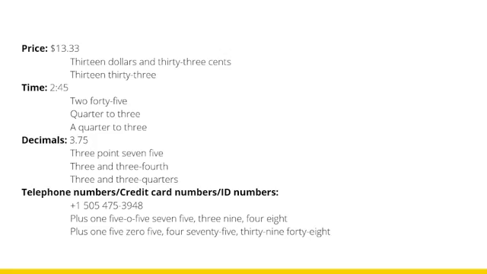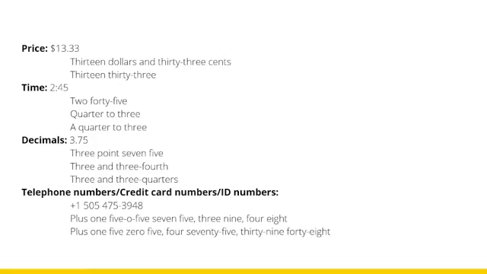Next we have time, which is 2:45. The first example we have is at 2:45. It can also be said as 2:45 or 2:45. Next we have decimals. When we have decimals, we can say them a little bit differently, so you have to make sure you know how to recognize this number. For example, here we have 3.75. We can say it as 3.75, or we can also say it as 3 3/4.